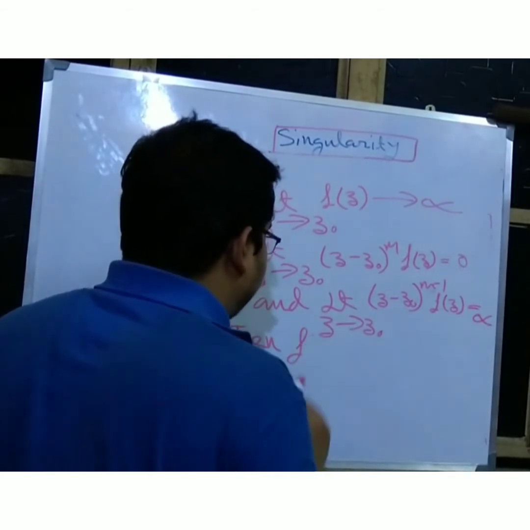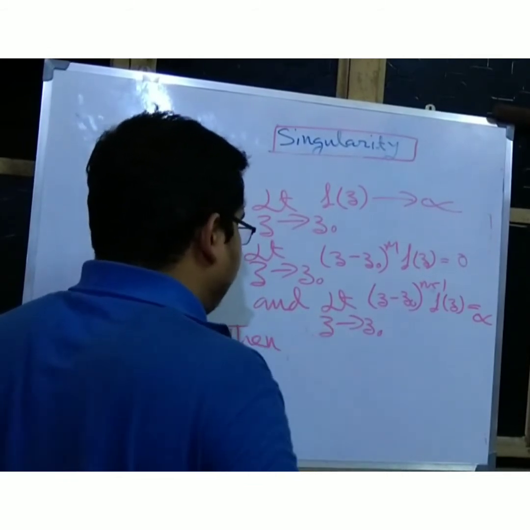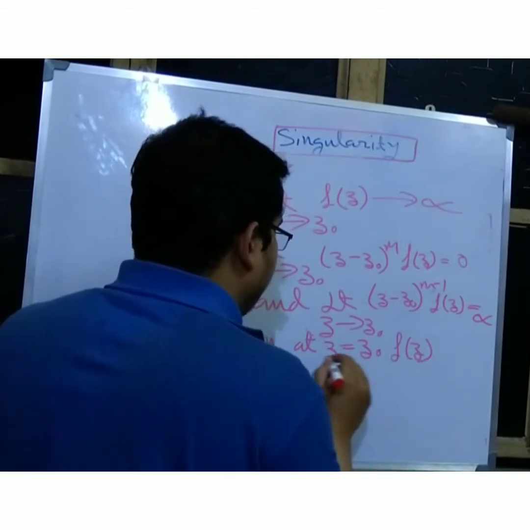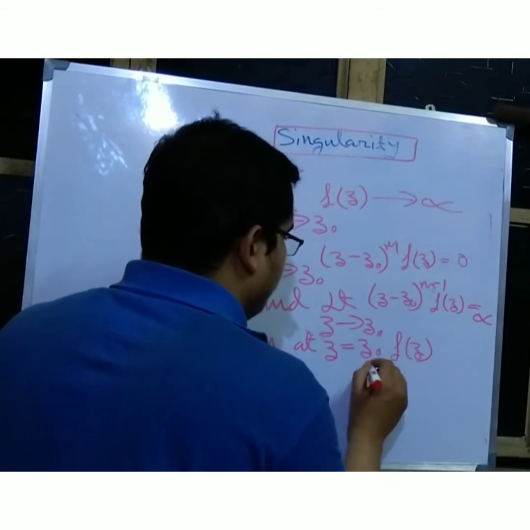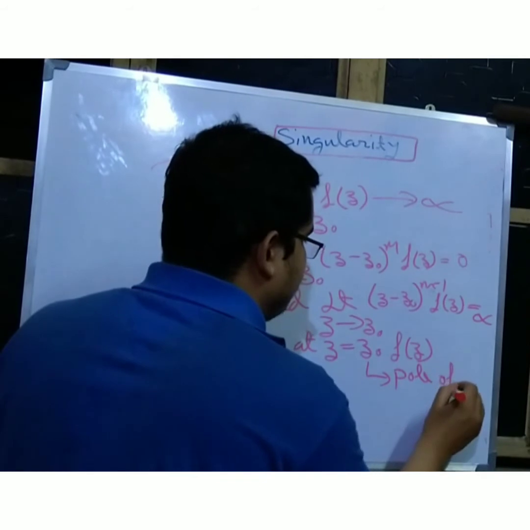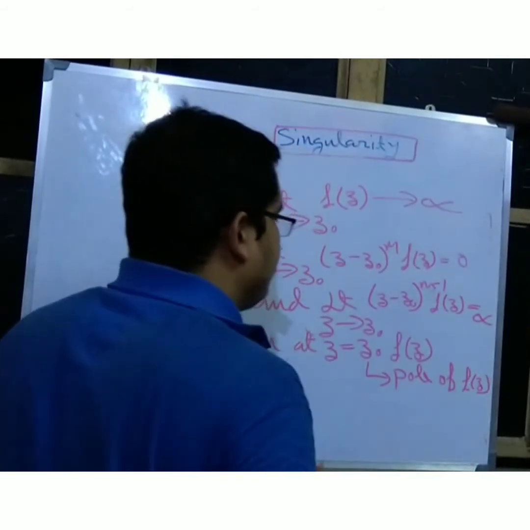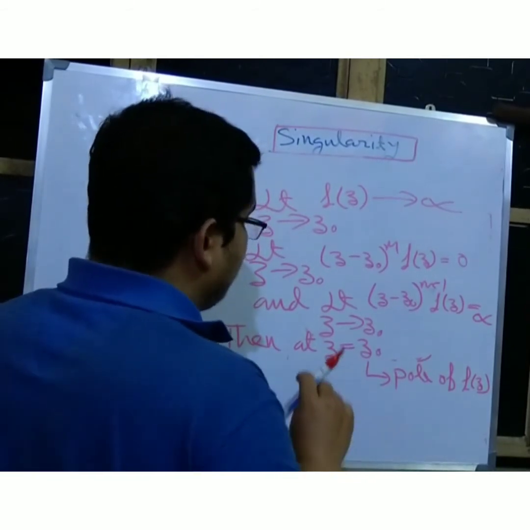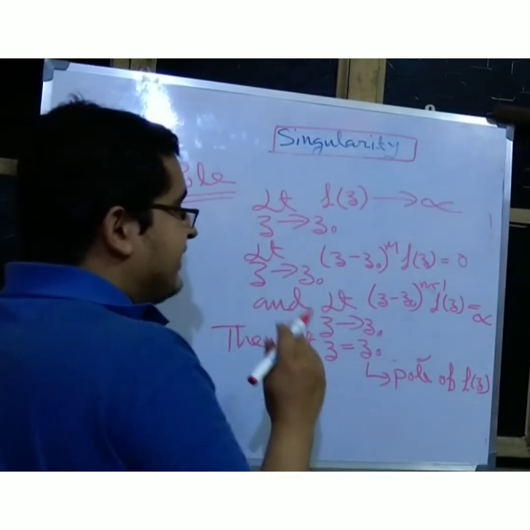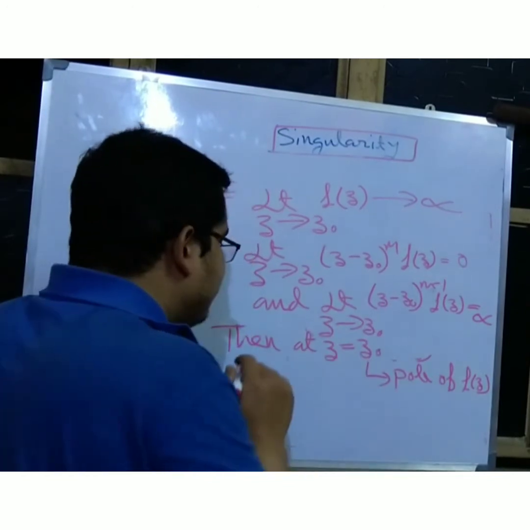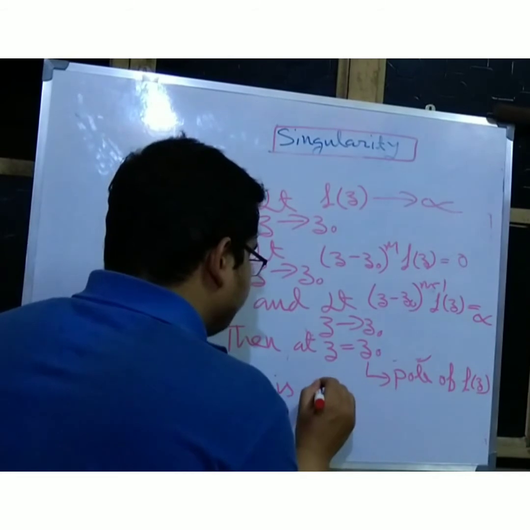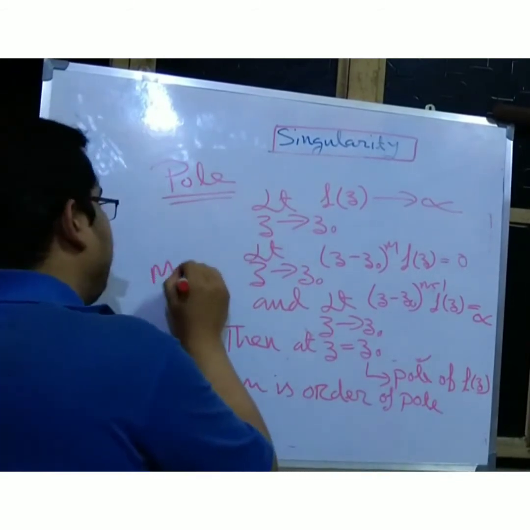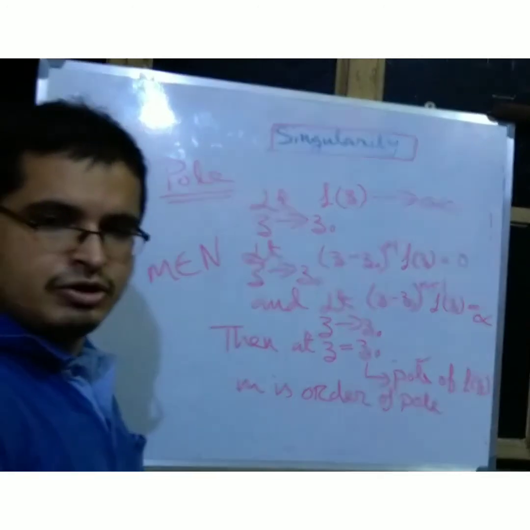So friends, in the case of limit z tends to z0 of (z minus z0) to the power n times f(z) not equal to 0, then z equals to z0 is a pole of f(z). Must remember, z equals to z0 is a pole of f(z). And n is the order of the pole, but must remember that n belongs to the natural numbers.